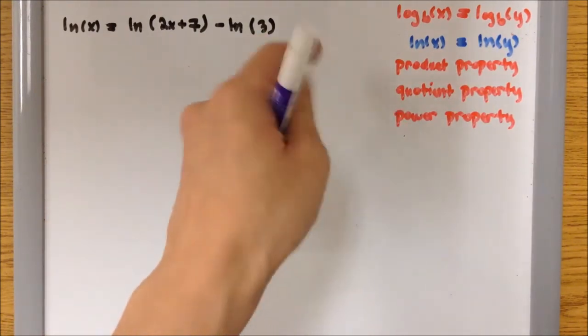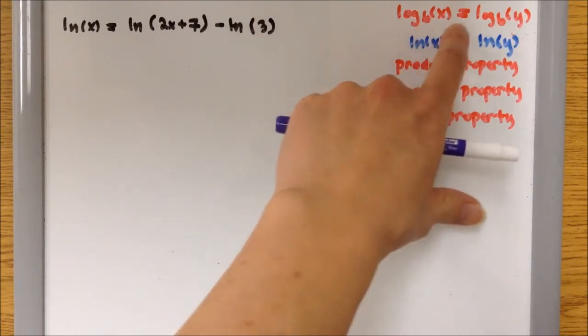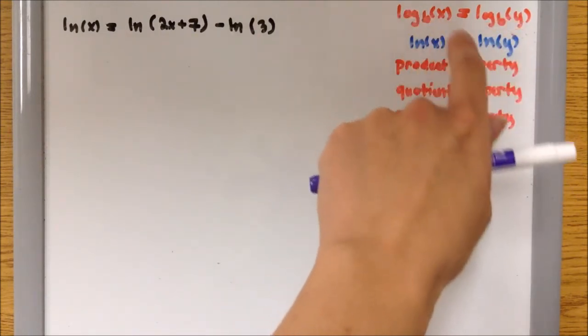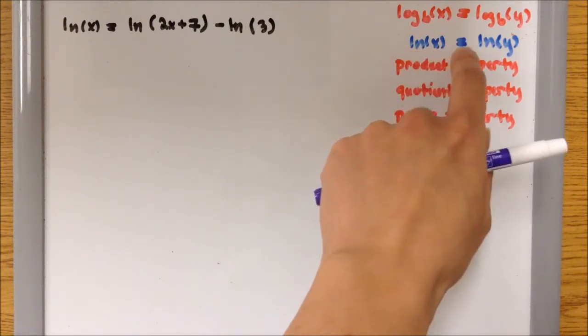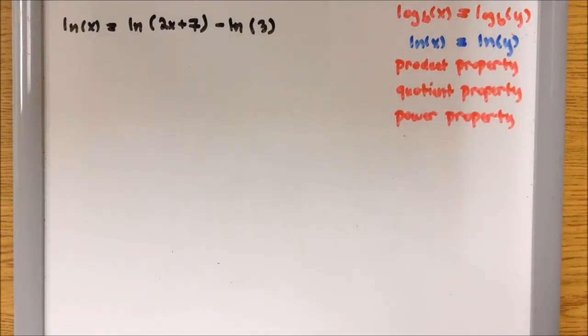Now over here, log base b of x equals log base b of y, the one-to-one property, can still apply to natural log. So natural log of x equal natural log of y. So we can still work with this as a log equation, but in terms of natural log, ln.